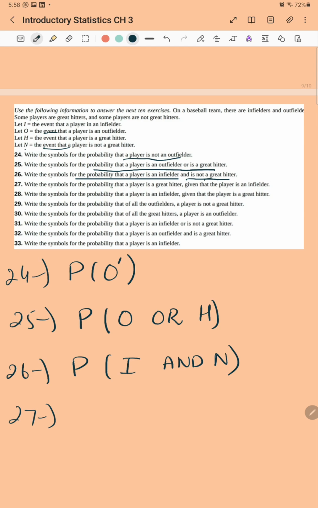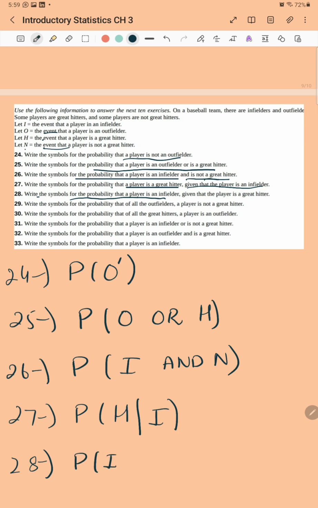Write the symbol for the probability that a player is a great hitter, given that the player is an infielder. Infielder के लिए कौन सा use कर रहे हैं हम? I. Write the symbol for the probability that a player is an infielder, given that the player is a great hitter.